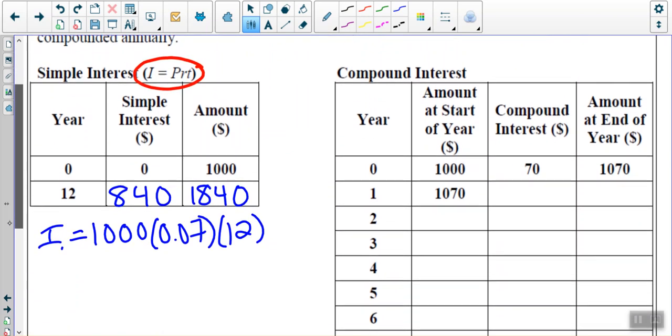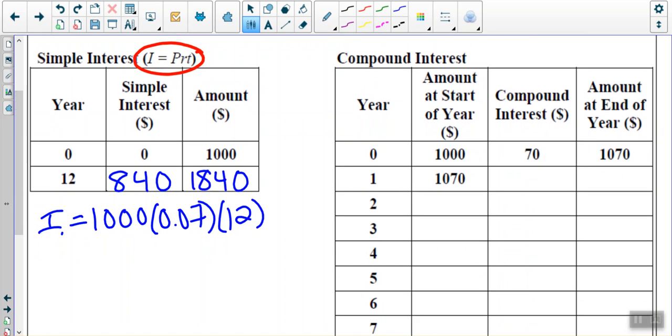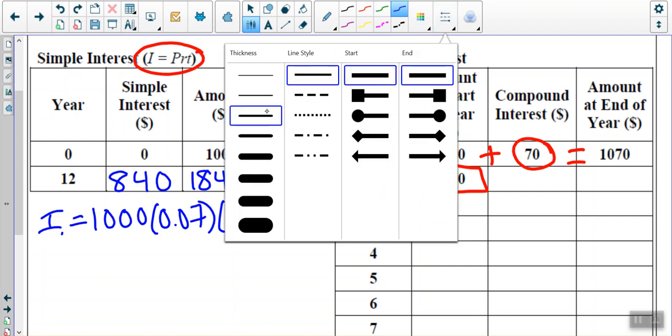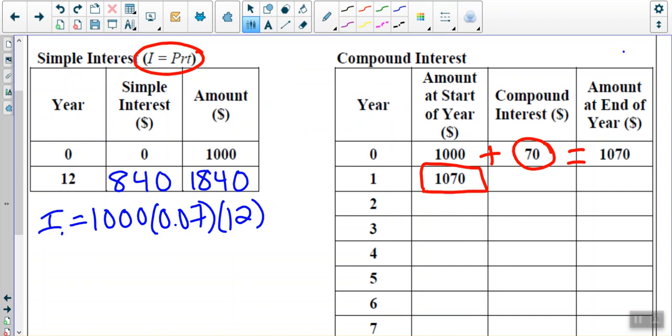Now let's switch over to same investment, $1,000, 7% interest. But we're going to be looking at how is it different if we have compound interest. You'll notice the first line's been filled in for you. So year 0, $1,000 goes in. At the end of that year, interest of $70 has been accumulated, giving me now an amount of $1,070, which is what you see at the end of that first year as my principal amount. The $70 was added in, and now I'm earning interest with that $70 included.